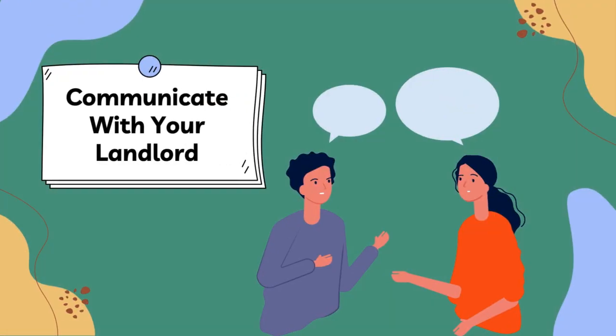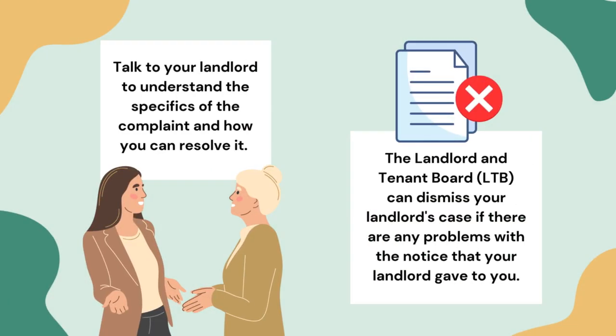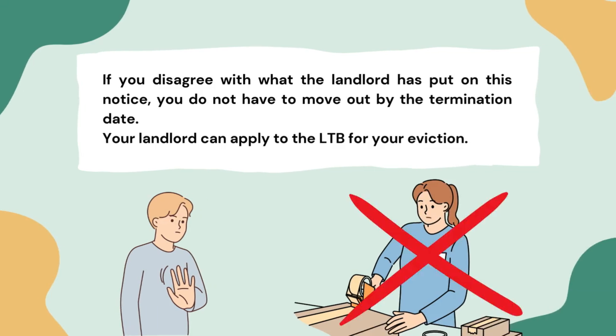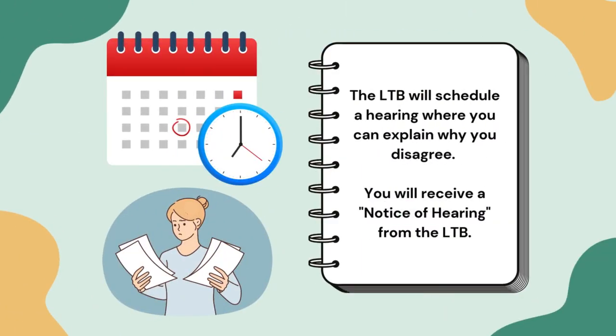Communicate with your landlord. Talk to your landlord to understand the specifics of the complaint and how you can resolve it. The Landlord and Tenant Board can dismiss your landlord's case if there are any problems with the notice that your landlord gave to you. If you disagree with what the landlord has put on the notice, you don't have to move out by the termination date. Your landlord can apply to the LTB for your eviction. The LTB will schedule a hearing where you can explain why you disagree. You'll receive a notice of hearing from the LTB.